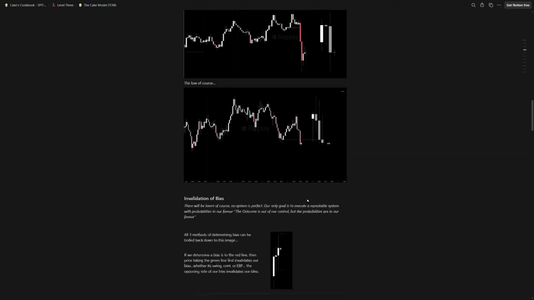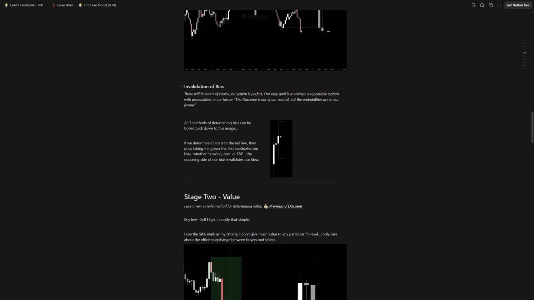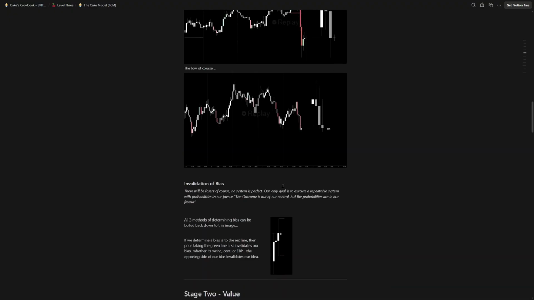But yeah, that low got taken anyway. I'll fix that. Invalidation of bias. So in terms of when this bias is invalidated, because obviously there's got to be losers. No system is perfect. Our only goal is to execute a repeatable system with probabilities in our favor. Nice tagline, I like: the outcome is out of our control, but the probabilities are in our favor.